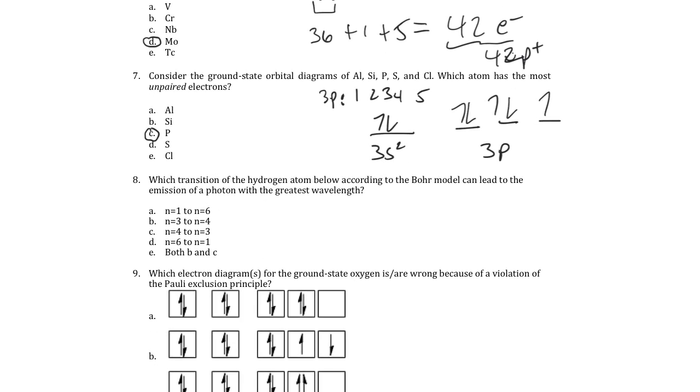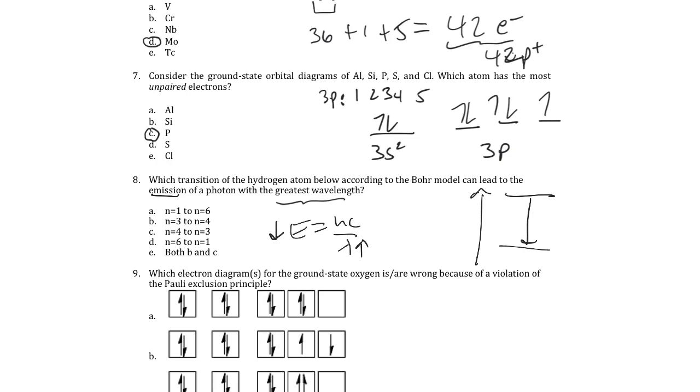Which transition in the H atom, according to the Bohr model, can lead to the emission of a photon with the greatest wavelength? So the greatest wavelength would be due to having the lowest energy transition. And then if we're going to have an emission of a photon, we have to be going from some high n value to some low n value.